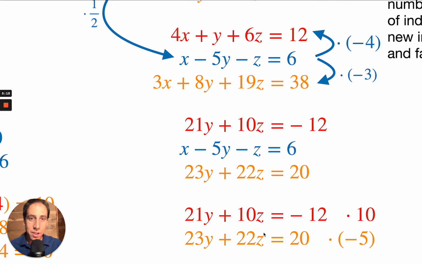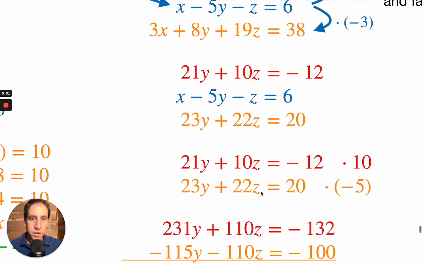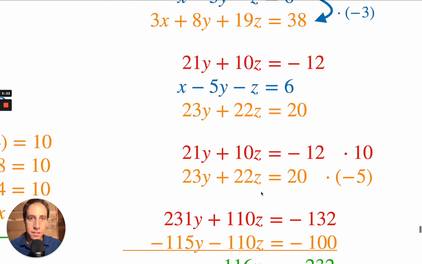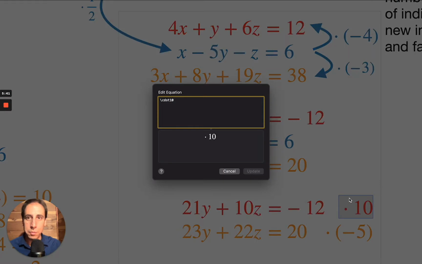And so I think what I'm going to do is consider the least common multiple of 10z and 22z, let's see, we're going to get negative 110z. So what I really need to do is multiply this by 11. Yeah, that's what this is right here. Multiplying this by 11.